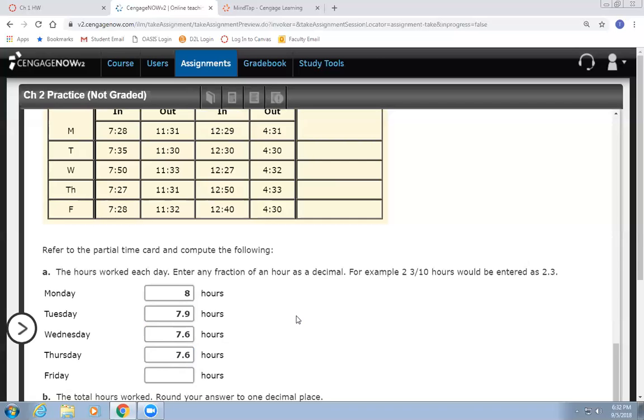Friday looks good in the morning. In the afternoon, he clocked in 10 minutes late coming back from lunch. So 10 minutes would be a 0.2 fraction deduction based on the chart. So he would get 7.8 hours of credit. Okay.